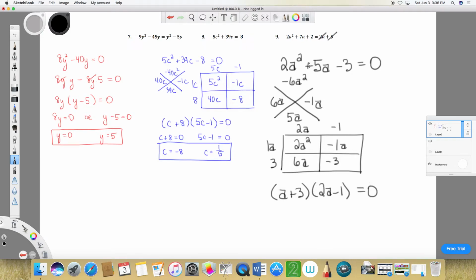It was difficult in the trinomial to just look at that and see what values of a satisfy that equation, but in factored form, it's far easier to see that negative 3 plus positive 3 give you 0, or that half of 2 is 1 and 1 minus 1 gives you 0. All right, so there's our answer.